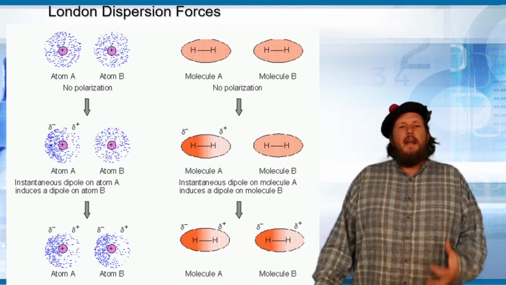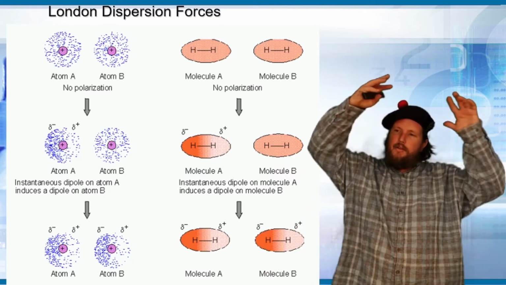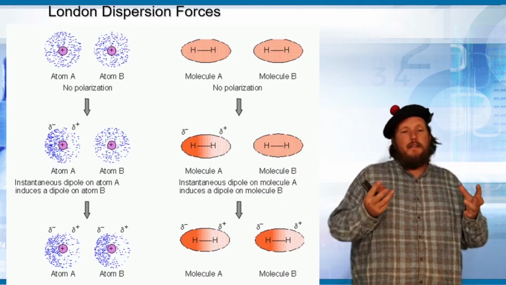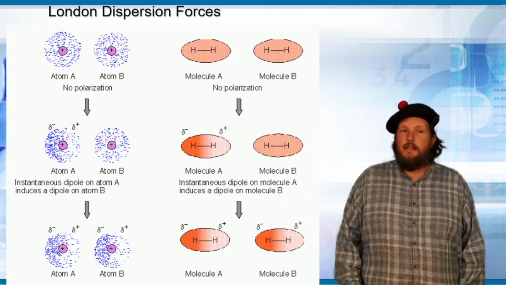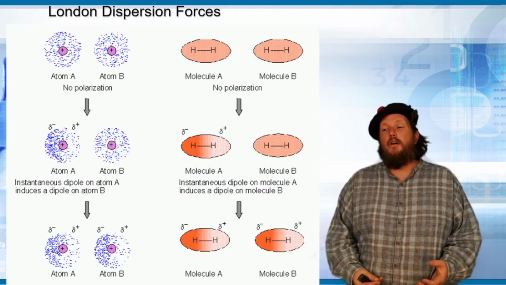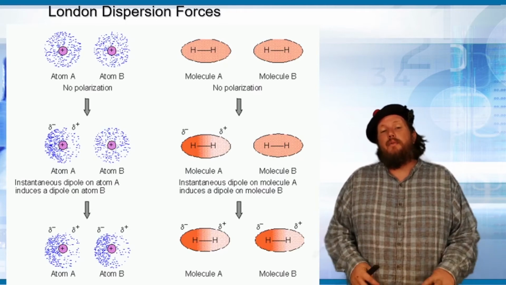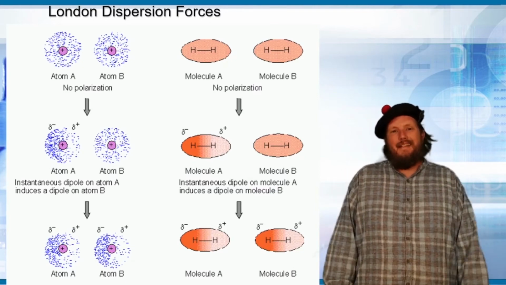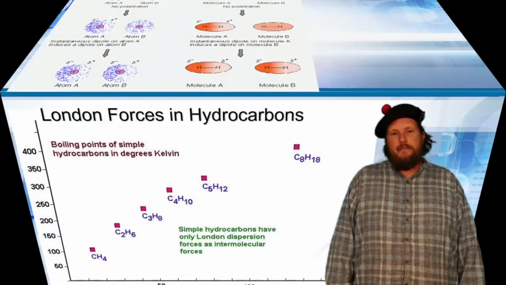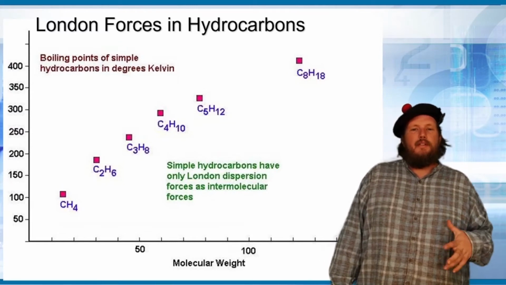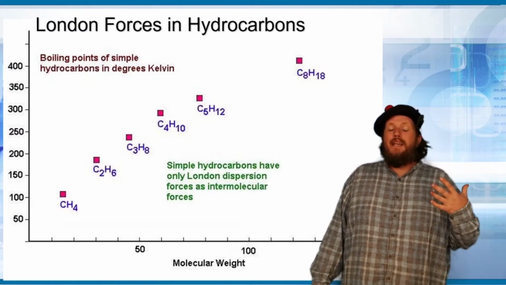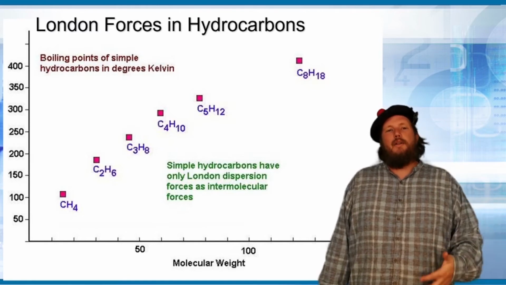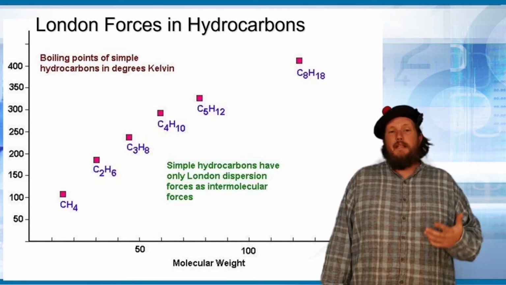And that causes everything, just by the nature of having a lot of electrons, to be attracted to one another because of the temporary positive and negative occurrences. This is what London dispersion forces are. To have London dispersion forces, you just have to have electrons, which means everything has London dispersion forces. So London dispersion forces in hydrocarbons are the only source of attraction, the only intermolecular force that hydrocarbons typically have.